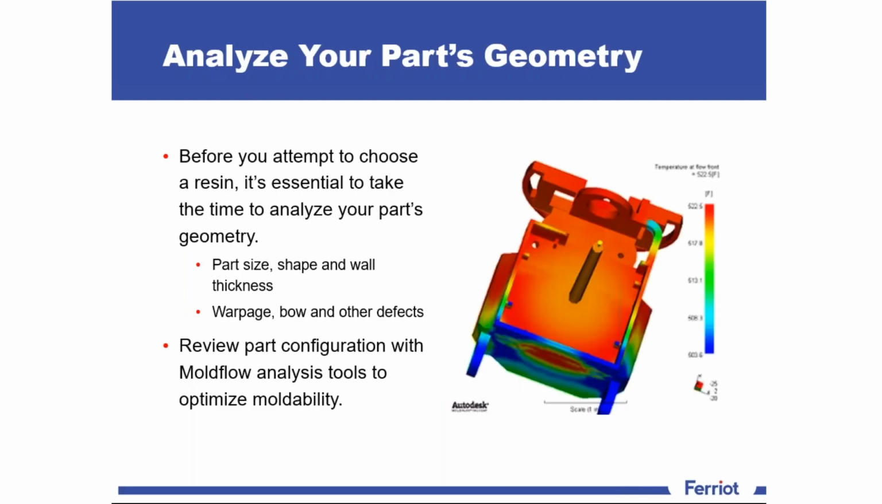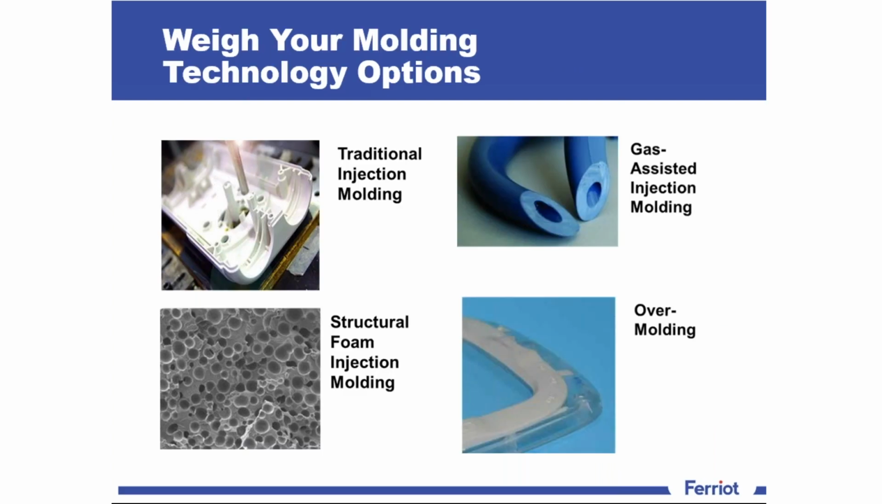Before attempting to choose a resin, you and your part supplier should take the time necessary to analyze your part's geometry. Part size, shape, and wall thickness can make the part especially prone to warpage, bow, and other defects. The sooner your part producer's engineers can review the part configuration with mold flow analysis and suggest changes to optimize its moldability, the earlier you can begin to narrow the list of appropriate technologies and resins for that part. Weigh which molding technology is most suitable for the part.